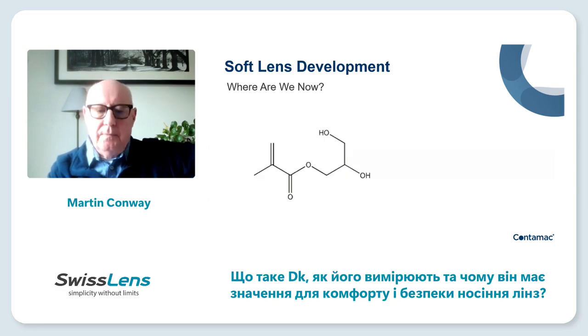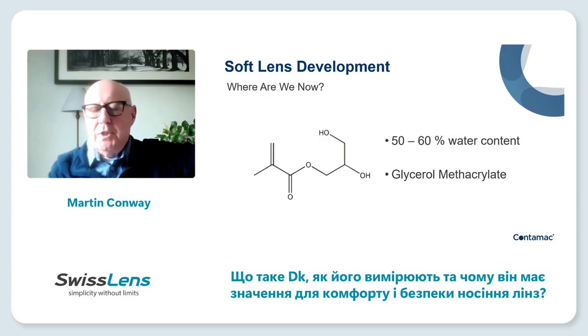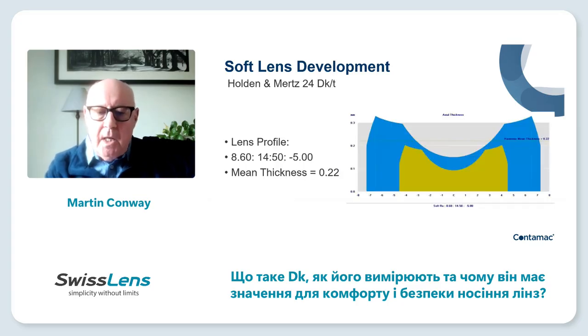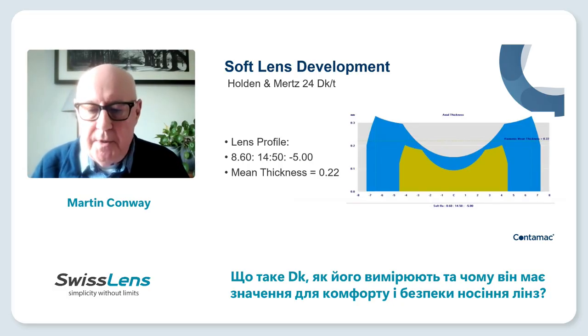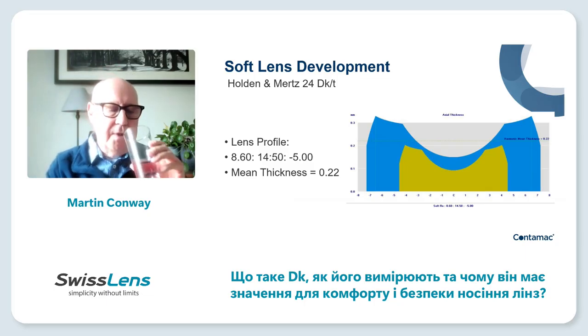So where are we now? The optimum water content for hydrogel really is around 50 to 60% across the range. And the use of glycerol methacrylate is probably the state of the art in conventional soft hydrogel lenses. I use this slide to demonstrate the difference. As I've said, manufacturers tend to quote center thickness.